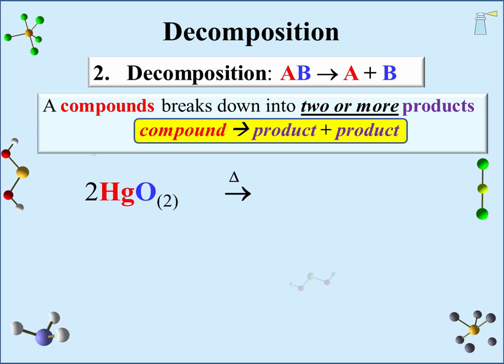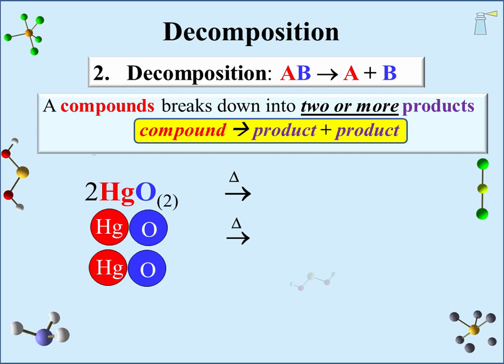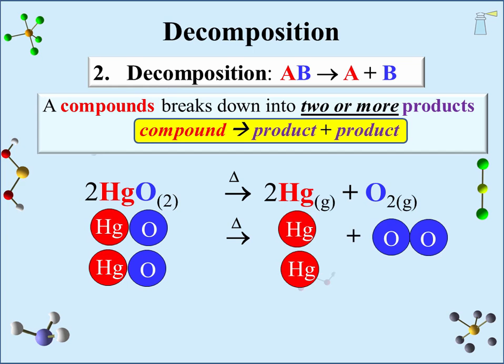Another decomposition reaction involves 2 mercury(II) oxide molecules, HgO. The compound is a solid at room temperature and consists of a mercury bonded to an oxygen. When heated to 500 degrees Celsius, note the delta symbol above the arrow, it decomposes into 2 mercury atoms and 1 molecular oxygen. Both are in the gaseous form. The single reactant breaks down into its elements.